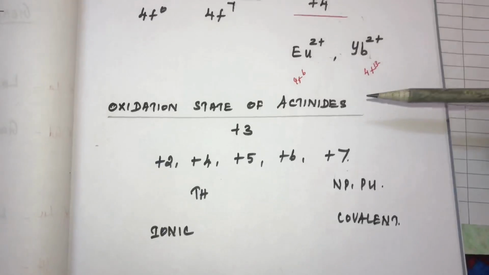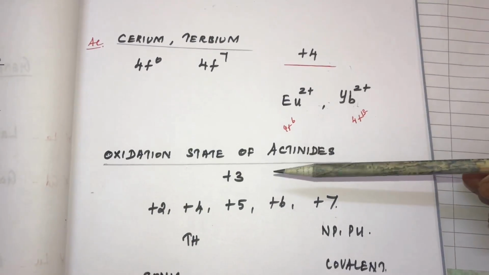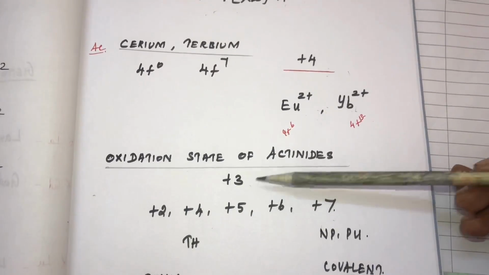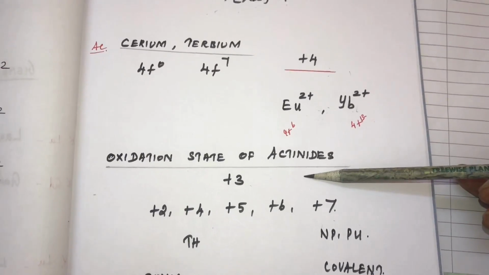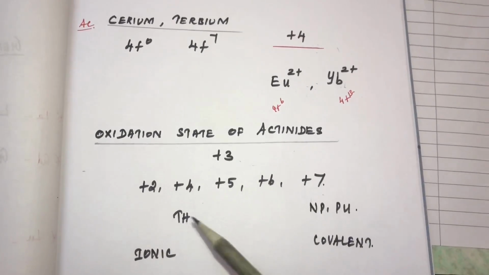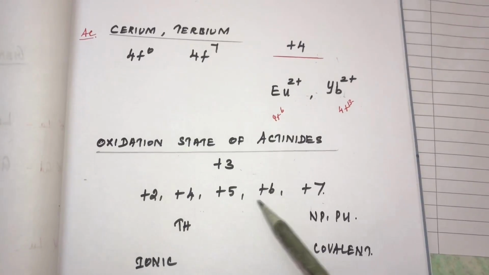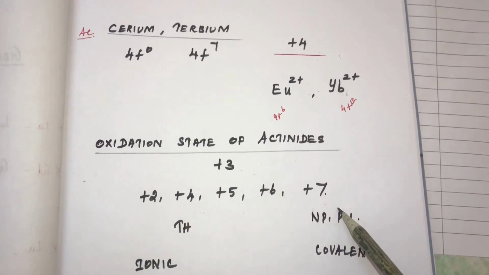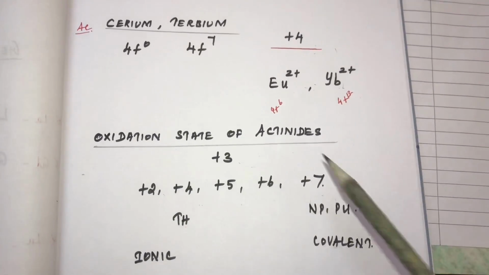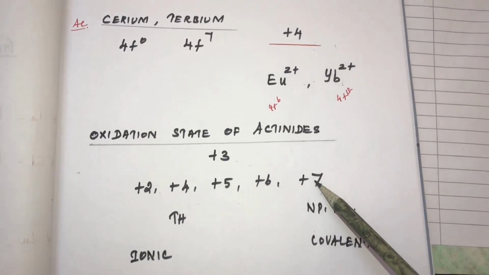Next is the oxidation state of actinides. Like the lanthanides, in the actinides also the +3 oxidation state is found to be stable. Even though +4 is present, +3 is considered to be more stable. Actinides also exhibit +2, +4, +5, +6 and +7 oxidation states. Here thorium shows the +2 oxidation state, and neptunium and plutonium show the +7 oxidation state.